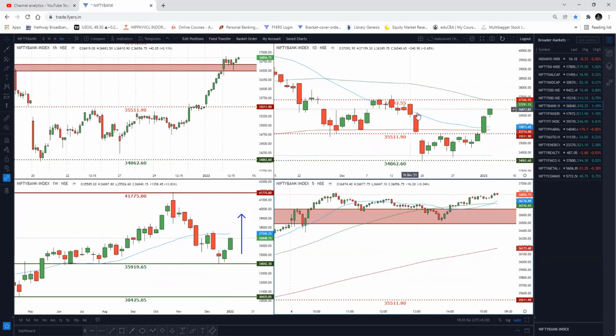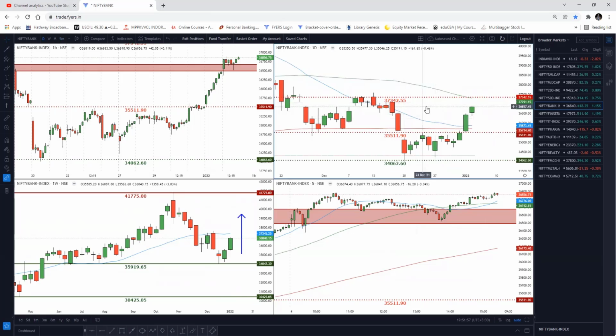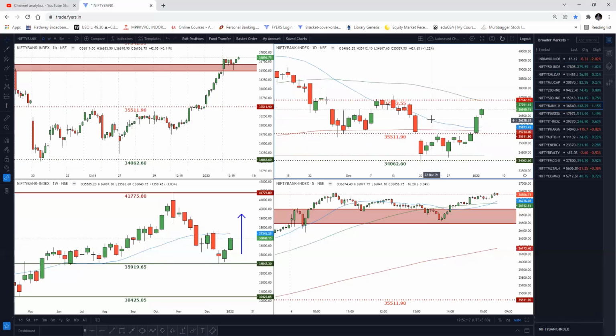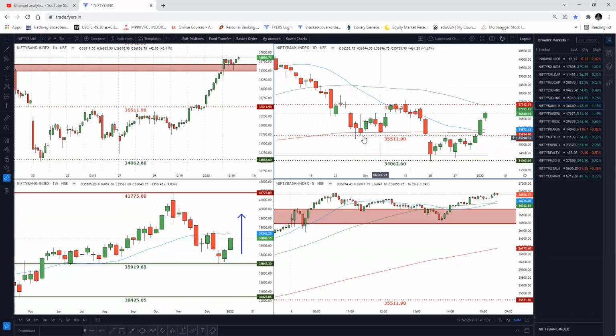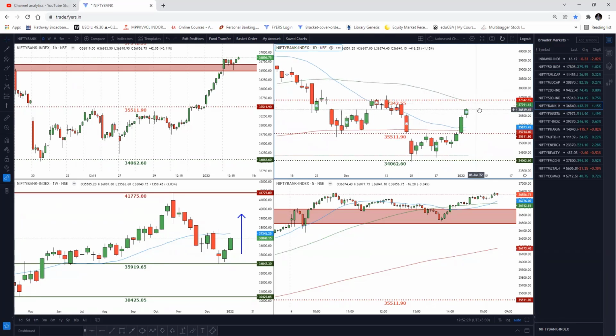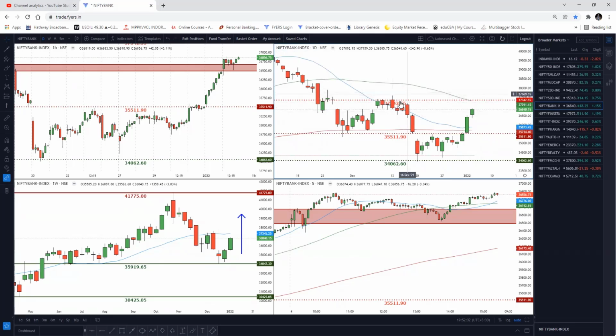In the daily chart, we have around 37,300, which is the next level of resistance where prices have to reach, and we are still below the declining 50 MA. So as compared to Nifty, this market has to work still a lot to come into a sideways movement, because after clearing these resistances, we have this major resistance over here, which is around 37,300. So until and unless we clear these areas of resistance, we will remain in a downtrend.